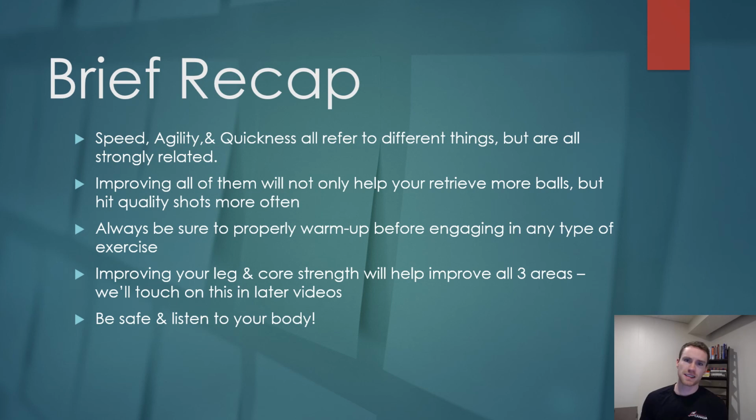So hopefully, besides the lack of sprinting videos and some of the poor camera angles, you're able to take away a few things from this today. Just to briefly recap what we've touched on is that speed, agility, and quickness are all different things, but they're all very closely related as well. And improving all of them is going to help you retrieve more balls, but also help you hit more quality shots on a regular basis during your games.